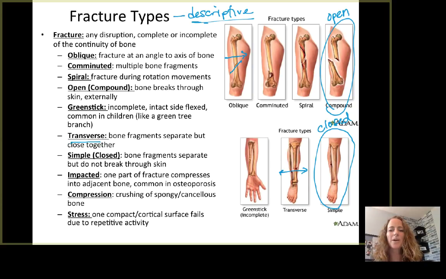And you'll have other descriptive terms, unusual ones. Greenstick. Does anybody know what greenstick means? Green stick refers to those green tree branches that you try to break. So you ever try to break a green tree branch and it doesn't break fully? You have one side that breaks and the other that stays complete. This is really common in children. You'll have impacted, where one compresses into the other areas of bone. Compression fractures, where you'll have crushing of the spongy bone. Stress fractures. Comminuted is multiple bone fragments. So get familiar with these terms and be able to describe fractures, but the most important is to know how to treat them.